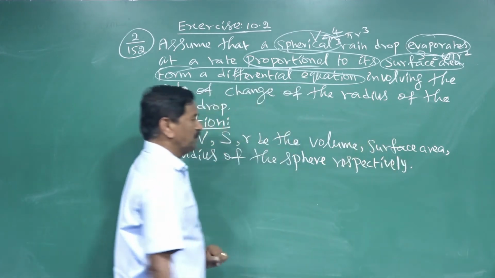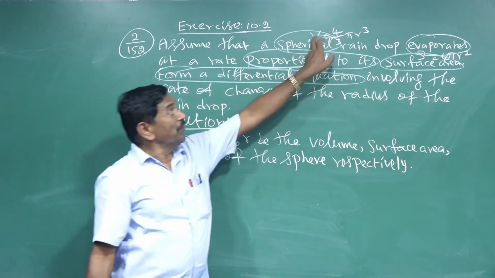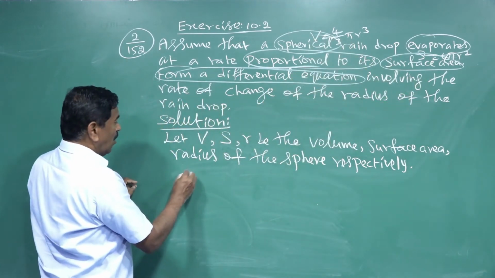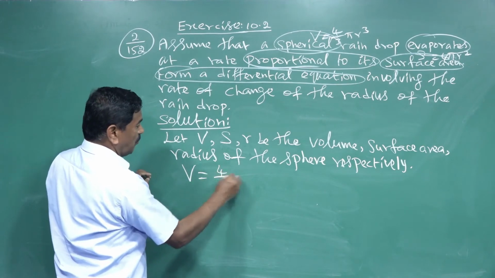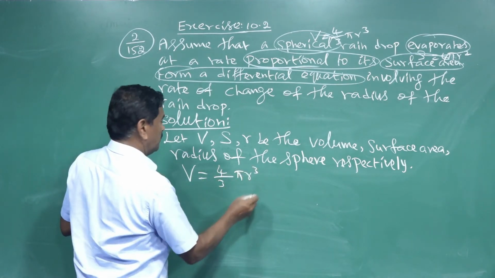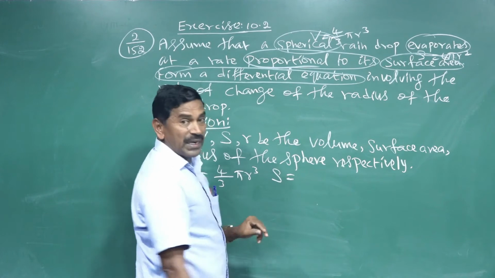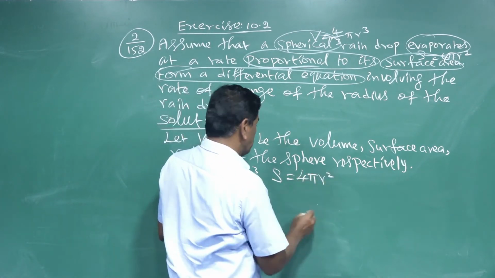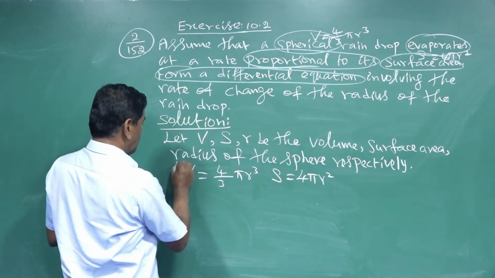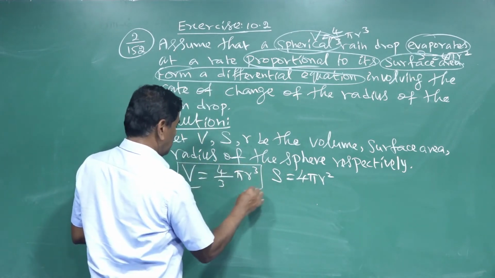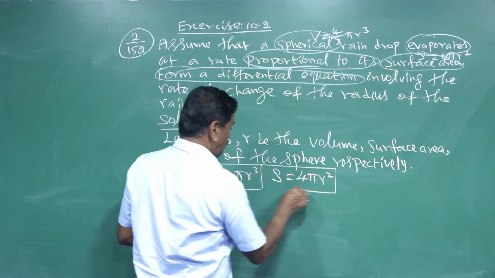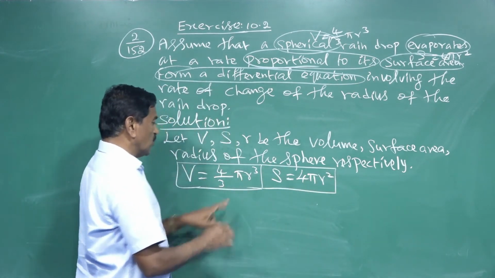Okay, first line over. Next we need the volume of the sphere and the surface area of the sphere. Now listen, the volume of the sphere V is equal to 4 by 3 pi r cube. The surface area of the sphere S is equal to 4 pi r square. So volume is 4 by 3 pi r cube and the surface area is 4 pi r square. Okay, these two ready.